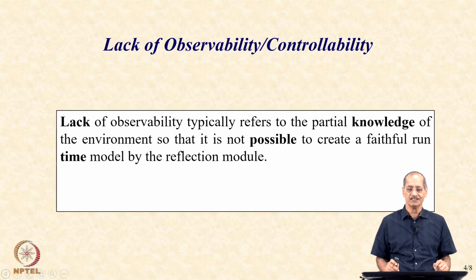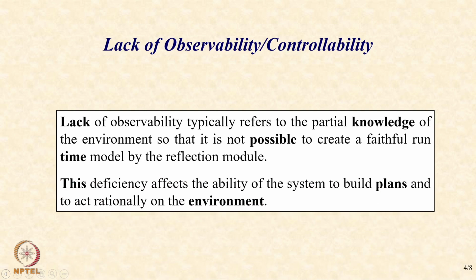and in all such cases the partial knowledge of environment will result in inability to create a faithful runtime model by the reflection module, which means it will not be possible for us to create a faithful picture of our environment because we have lost some part of information because there is no sensor for it, and because there is no sensor for it, we have a problem. This deficiency affects the ability of the system to build plans and act rationally on the environment, which means it will directly go and impact your ability to create good plans.